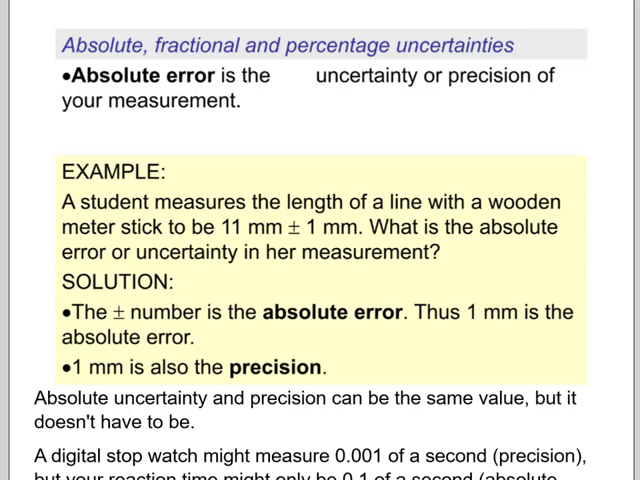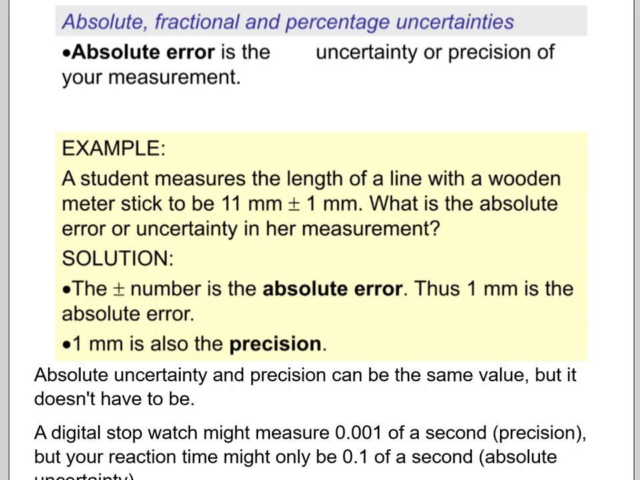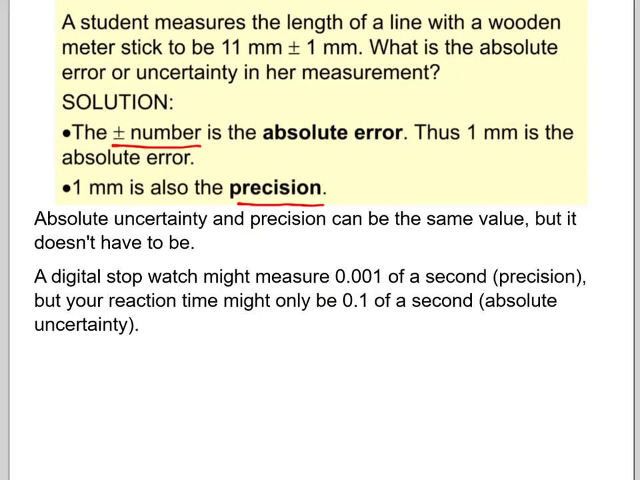Okay, absolute error is the uncertainty or precision of your measurement. So if a student measures the length of a line with a wooden meter stick to be 11 millimeters plus or minus 1 millimeter, what is the absolute error or uncertainty in her measurement? Well, the plus minus number here is the absolute error. Okay, so the 1 millimeter is how close we are to our target. For a meter stick, it also happens to be the precision of the meter stick. The small gradations on a wooden ruler are normally millimeters. So that is also the precision. We'll talk about that more in a minute.